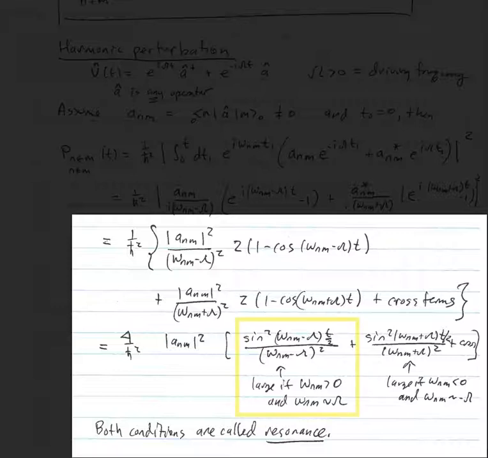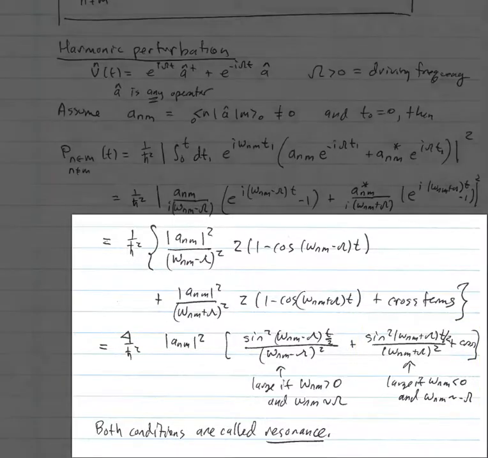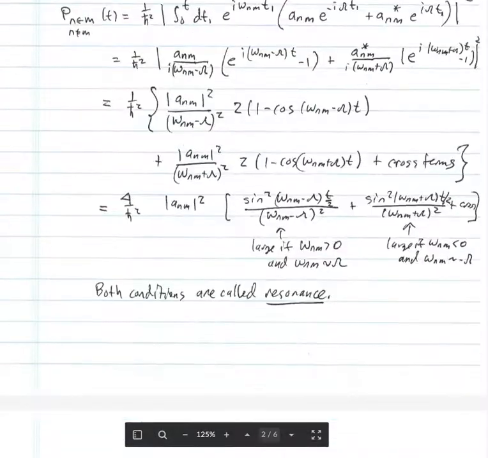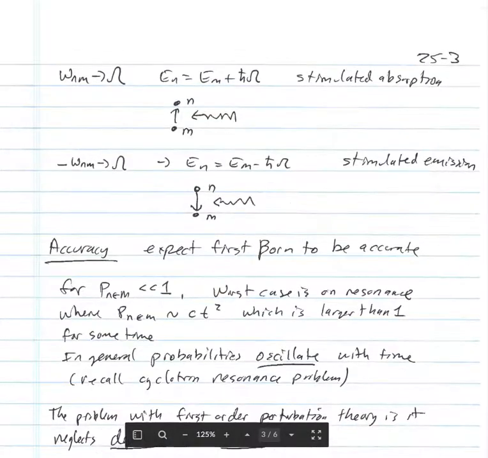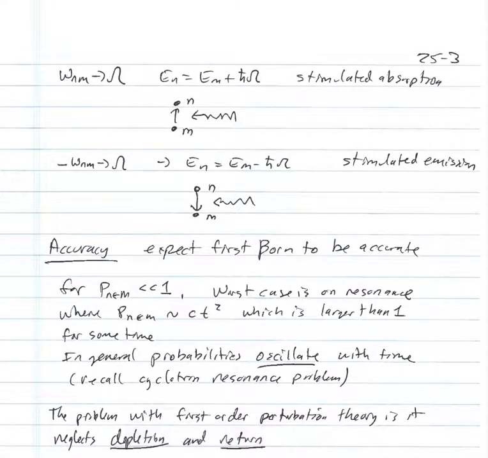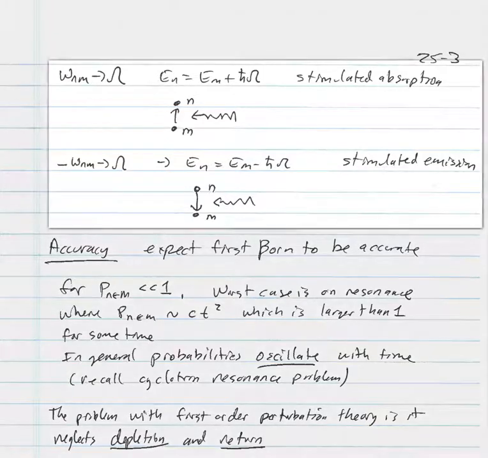Now the first two terms, the first one will be very large when ω_nm is bigger than 0 and it's approximately equal to Ω. The second term will be large if ω_nm is less than 0 and ω_nm is approximately equal to −Ω. Both of those conditions, when the denominator is very close to 0, are called resonance. And we expect that when we're on resonance, we're going to get a large contribution or a high rate of transitions because we're driving it at the natural frequency that the system can be driven at.